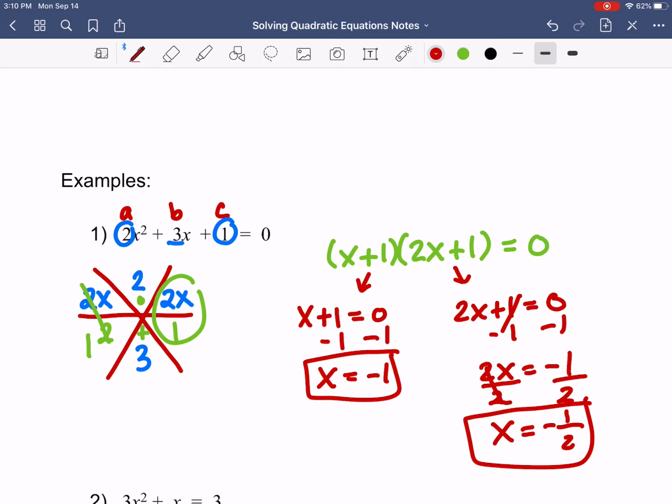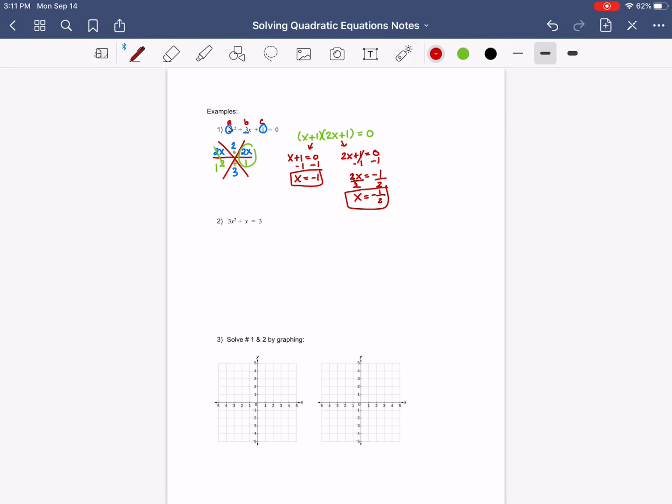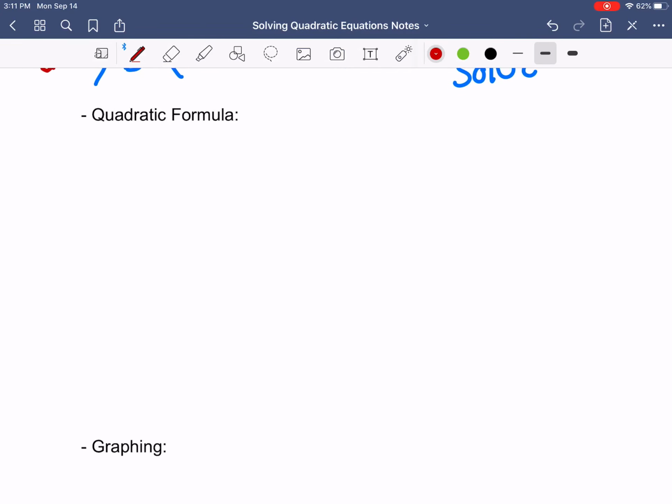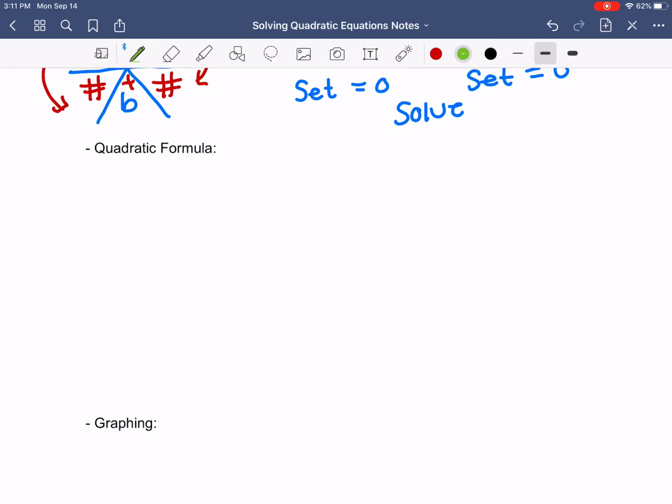All right, so here's the deal. Not every problem can be factored, okay? Not every problem is factorable. So there is a way that we can do any problem, even if it's not factorable, and that is called the quadratic equation, or the quadratic formula. For the quadratic formula, you also have to have it in the form of ax squared plus bx plus c equals 0. So remember, it always has to be equal to 0.